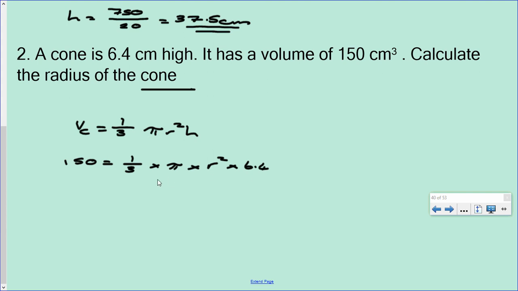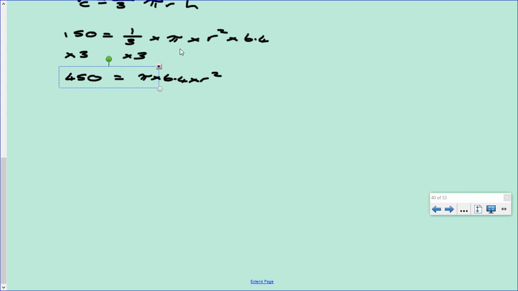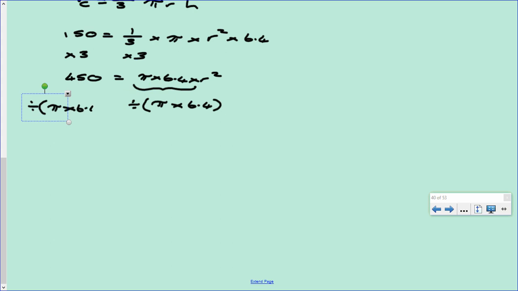times 6.4. Again, the same as last time, I want to get rid of this fraction to make my life a little bit easier. I mean, not much easier, but we then don't have a fraction to contend with. So we'll have 450 equals pi times 6.4 times r squared. All I've done there is put my numbers together. It doesn't matter what order things are multiplied, because 2 times 3 is 6, or 3 times 2 is 6. So I want to get rid of that full thing. I'm going to put pi times 6.4 in a bracket and divide by that.